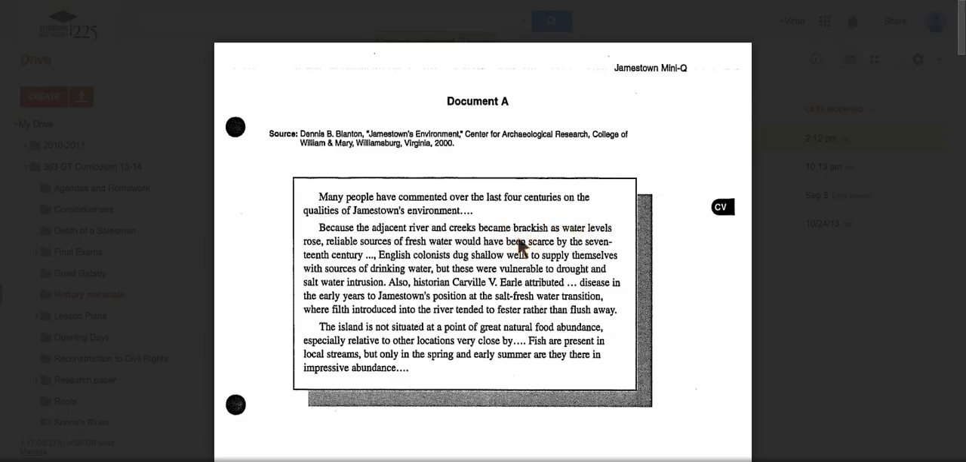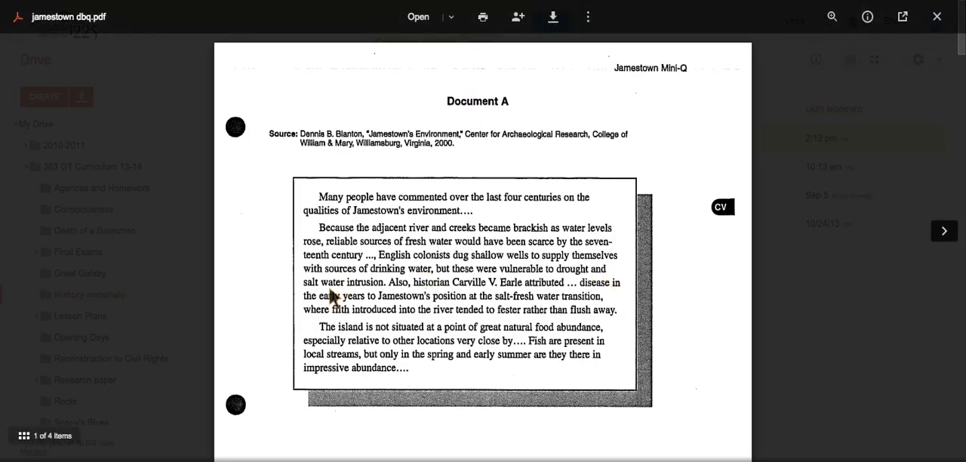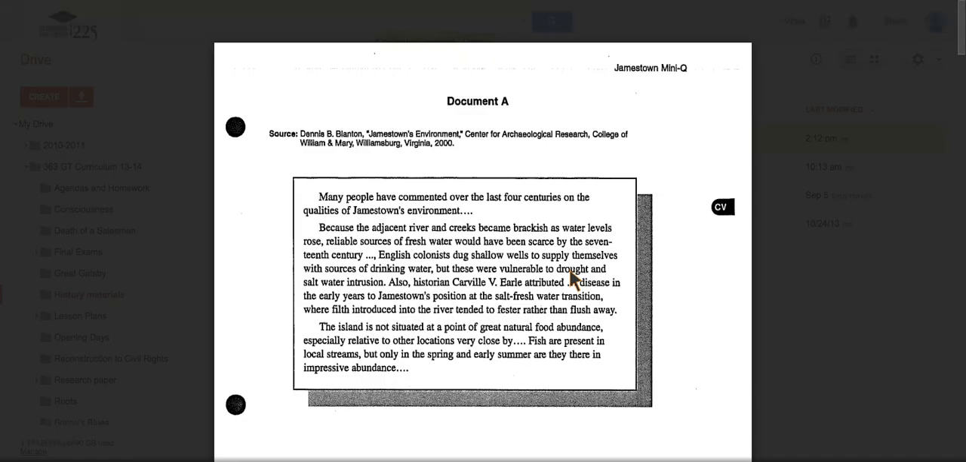I might look up the word brackish. I don't know what that word is. If I did look it up, it would mean water that is kind of sedentary, not moving, getting full of algae. It's not fresh. And we know that in order to survive, colonists would need fresh water. They did dig wells to supply themselves with water, but they were vulnerable to drought and saltwater intrusion. That means that there must have been drought around the time of Jamestown settling, maybe. Maybe we can find that in another document. Saltwater intrusion would mean water coming from the rivers and creeks would get into their wells and they wouldn't be able to drink it.